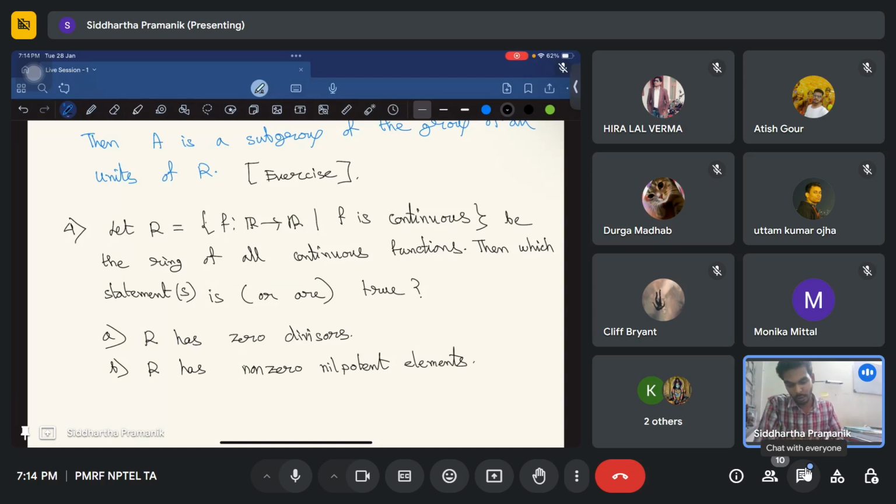So you take the ring of all continuous functions. This forms a ring with pointwise addition and pointwise multiplication of functions. Now there are two statements. First says this ring has zero divisors. Second says this ring has non-zero nilpotent elements. So are both statements true? Think for a few seconds.